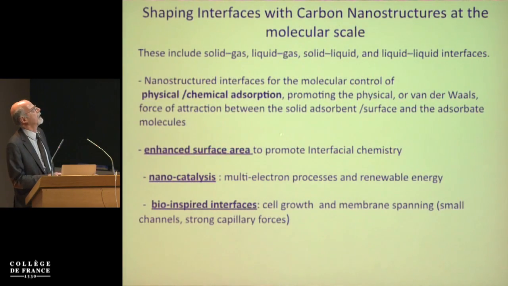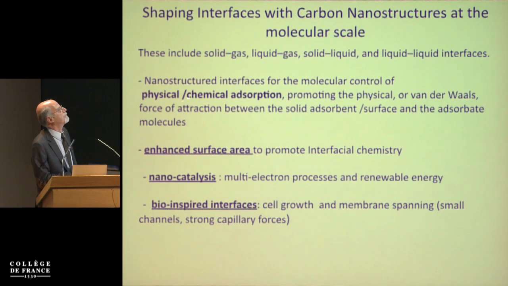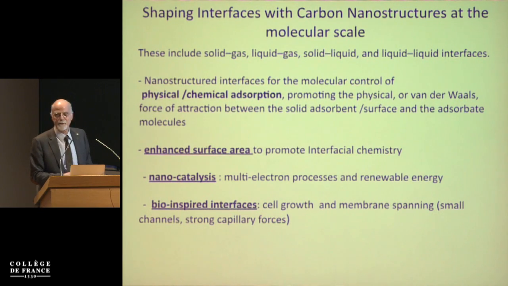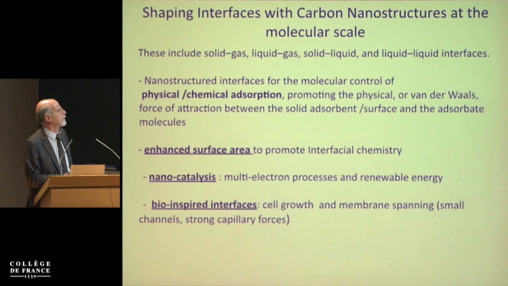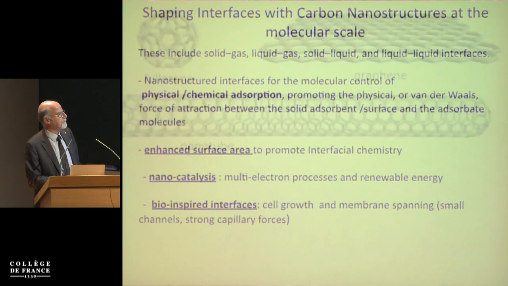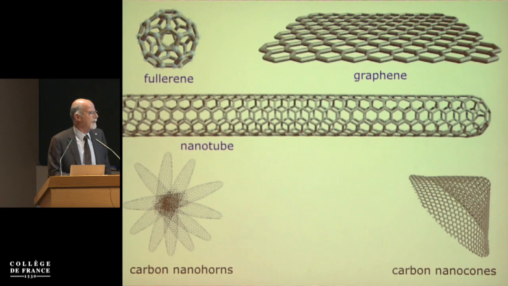And why do we want to have improved performance? Because we want to have nanostructured interfaces, because we have a better physical chemical absorption with higher surface area. And then we want to produce nanocatalysis on these surfaces. And we can also use bio-inspired interfaces for cell growth and membranes. We've been working for many years on carbon nanoforms like fullerenes, graphene, and carbon nanotubes, but also on carbon nanohorns and carbon nanocones, which are less popular forms of carbon.